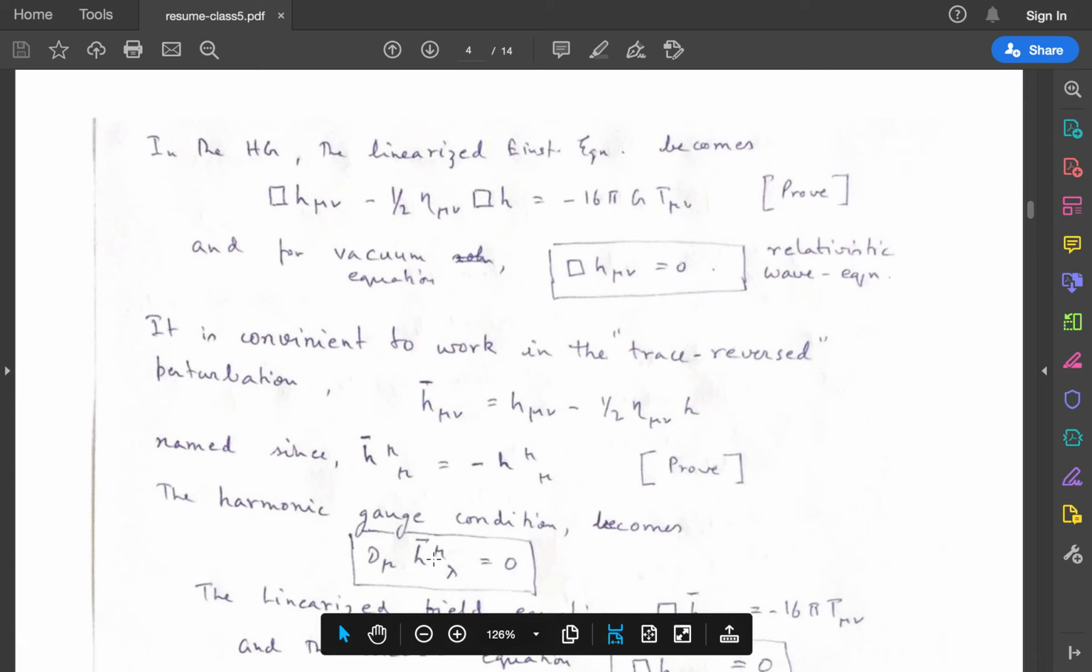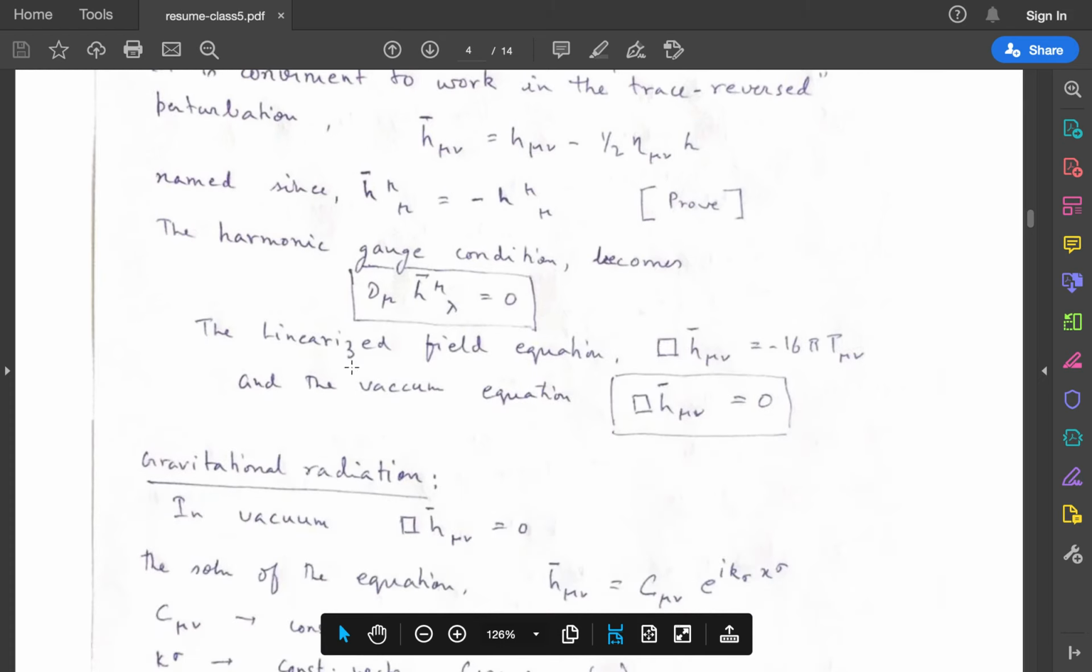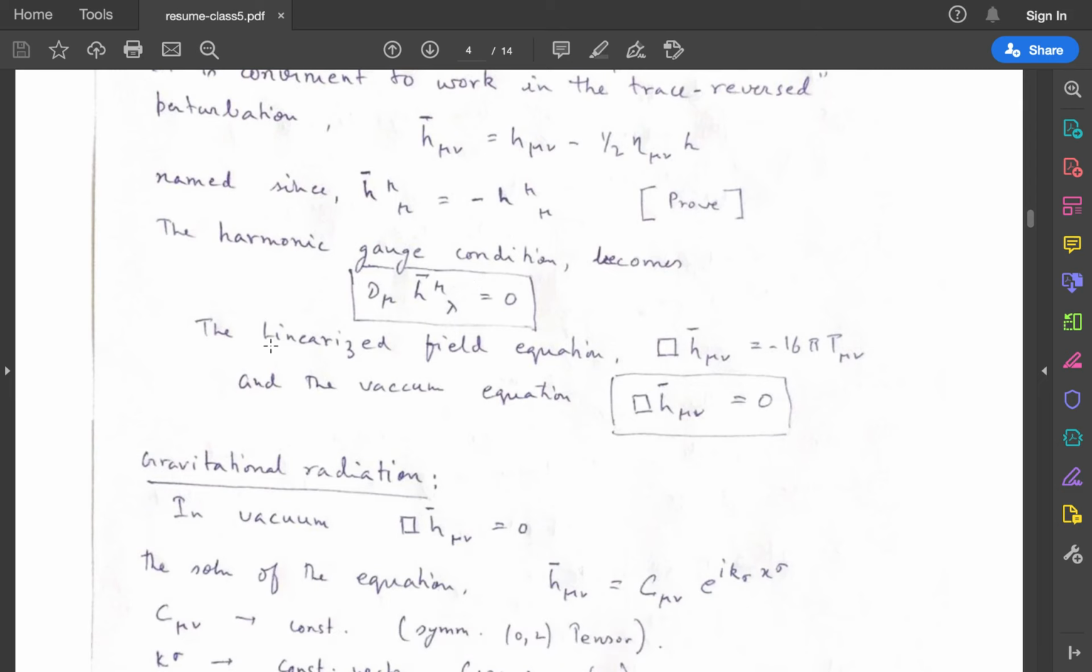∂_μ h̄^μν = 0. Okay, so this is the harmonic gauge condition. It has simplified even further, and the linearized field equation, the d'Alembertian of h̄_μν, equals 16π T_μν.